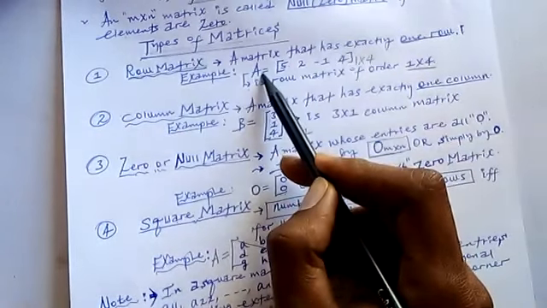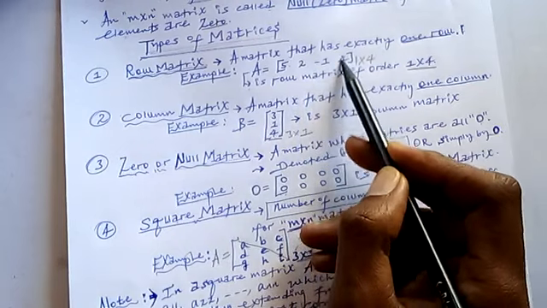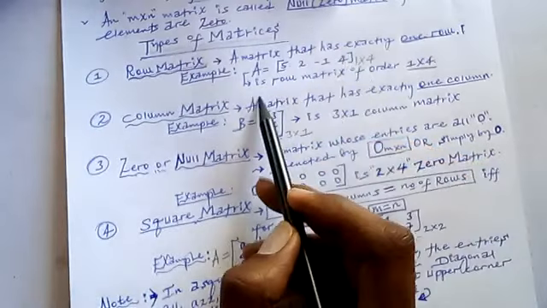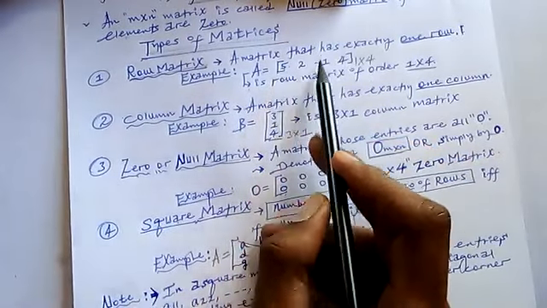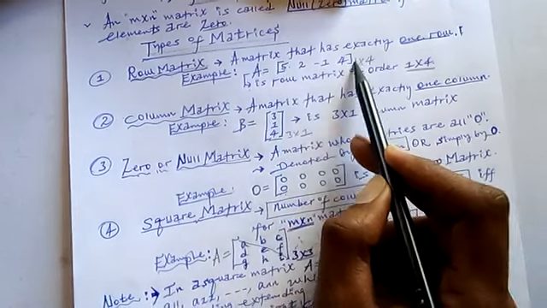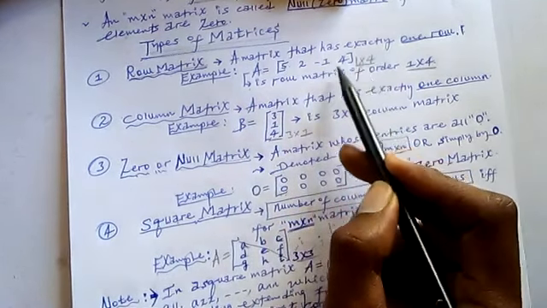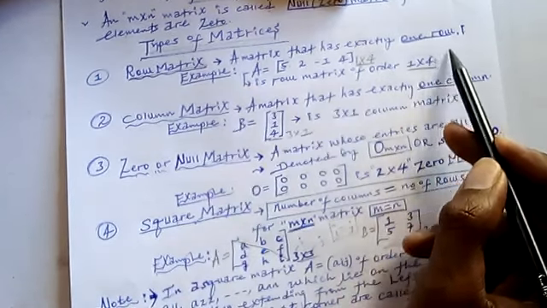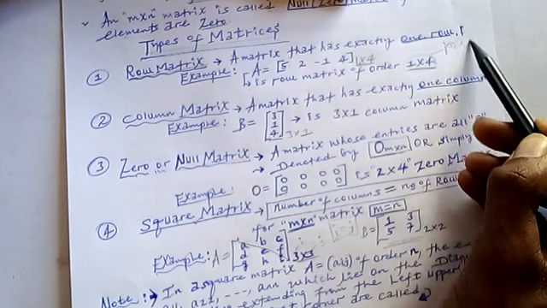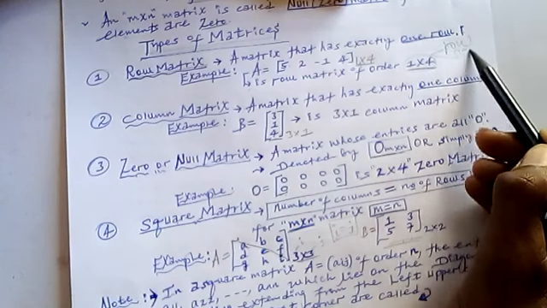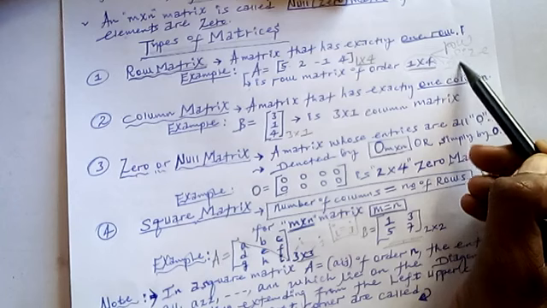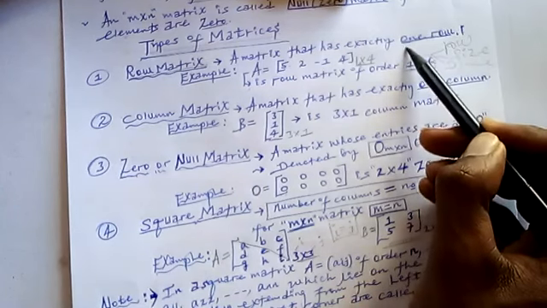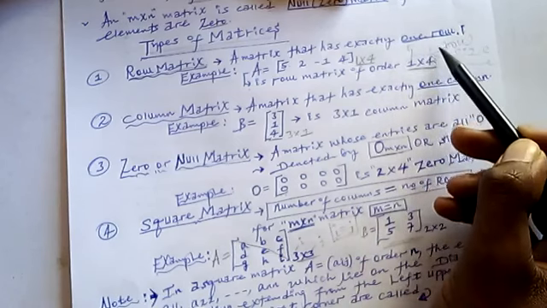Example of a row matrix: A is 5, 2, -1, 4. This is a row matrix because it has a single row. The order or dimension of matrix A is 1 by 4. A is a row matrix of order 1 by 4. This 1 by 4 indicates the size or dimension of matrix A. This 1 indicates the row, this 4 indicates the column.